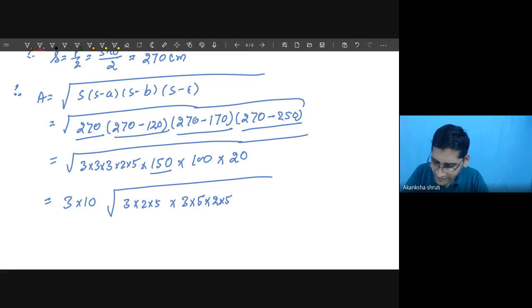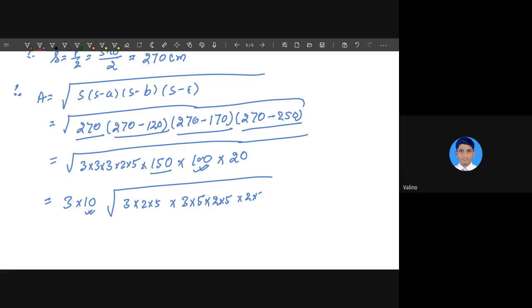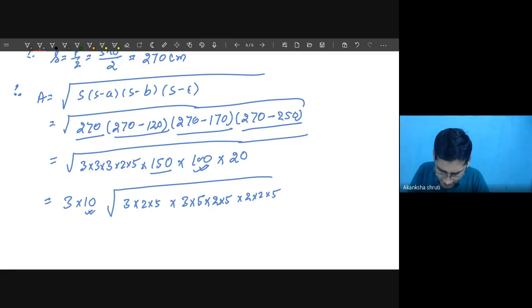So this is over. Now this 100 is already taken out as 10, so we need not do anything. Now 20 is what? 2 into 2 into 5. Yes. Now take it out. What can be taken out? So 3 into 10 is 30. We can keep it outside.